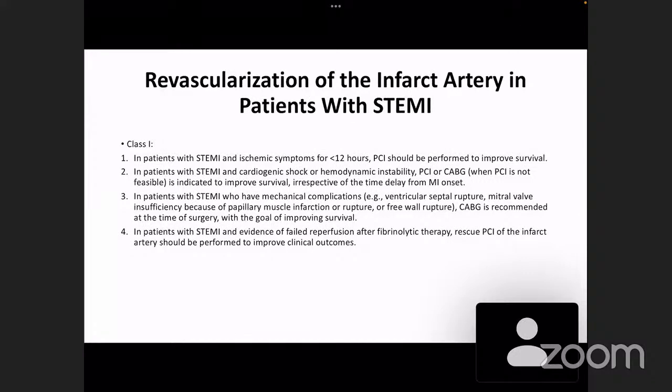In patients with STEMI who have mechanical complications such as ventricular septal rupture or mitral insufficiency, CABG is recommended at the time of surgery with the goal of improving survival. Also, class 1 indication in patients with STEMI and evidence of failed reperfusion after fibrinolytic therapy: rescue PCI of the infarcted artery should be performed to improve clinical outcomes.